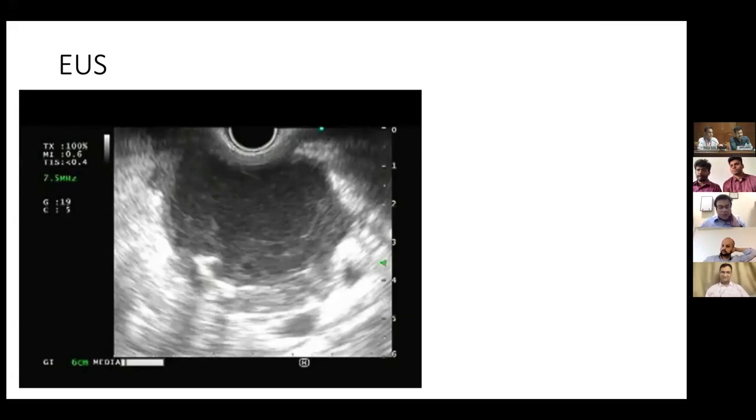if it's a clear pseudocyst, we can choose to place a plastic stent. But if there is necrosis, whatever extent it is, 10, 20, 30%, we end up placing a metal stent. This is what we do.